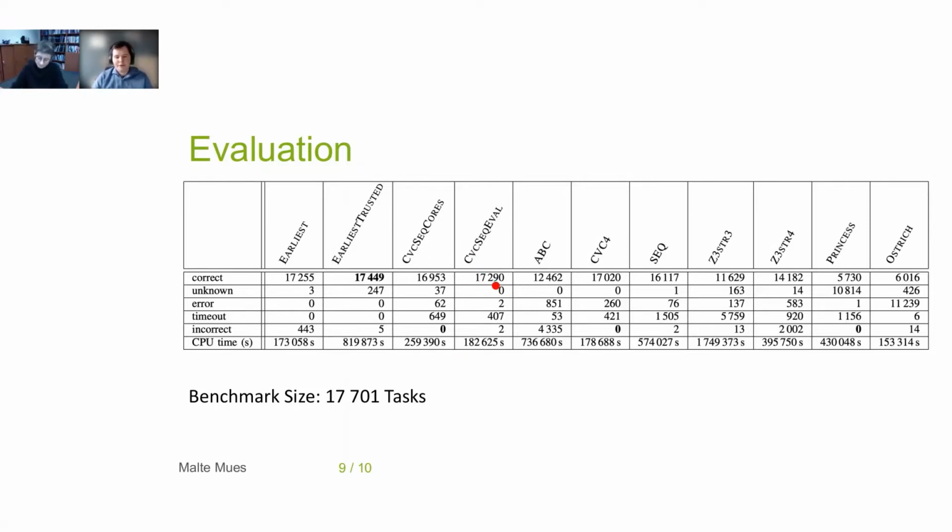If we don't do cross-checking on the unsatisfiable results, we actually get 17,290 correct tasks, which is better than CVC4 on its own, but we have also seen 2 incorrect results, which is not totally what we want in the end. So we actually get a higher accuracy if you also do unsatisfiable core checking here.